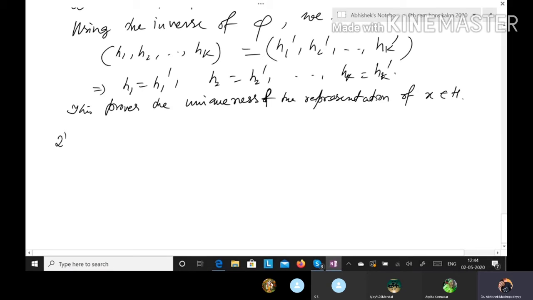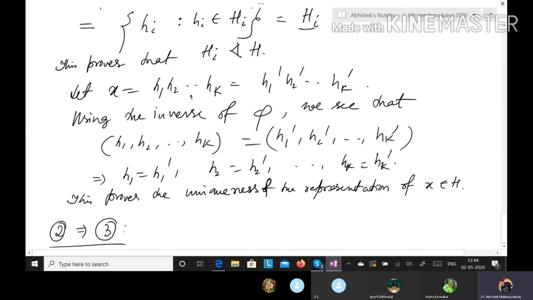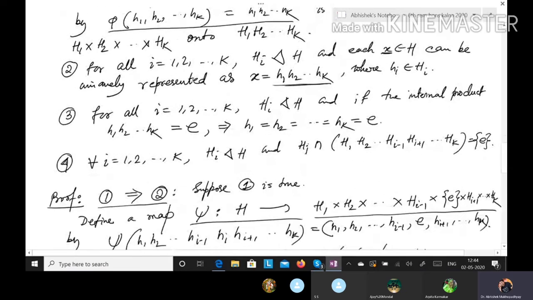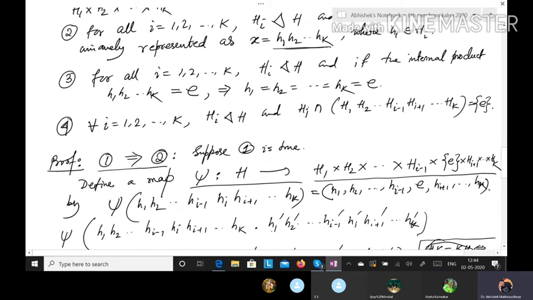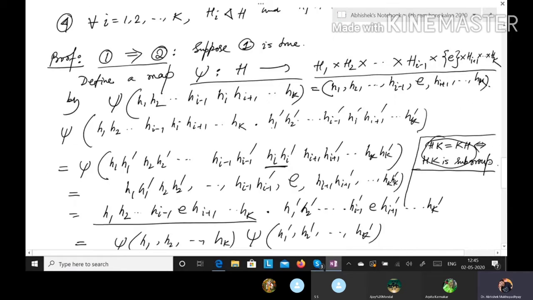Now 2 implies 3. So what needs to be shown? 2 means the Hi's are normal and each x can be represented uniquely as this. And for 3, we need to show that this one is common, so we don't need to show this again. Hi is normal in H is common for 2 and 3. Now we need to show that if h1 h2 hk is e, then the only possibility is that all of them are identity. So let us check.